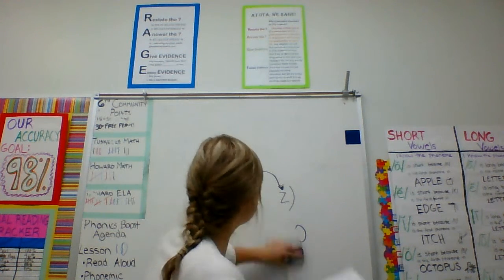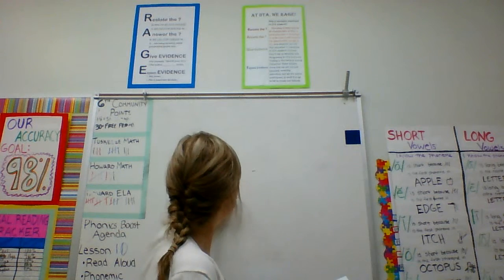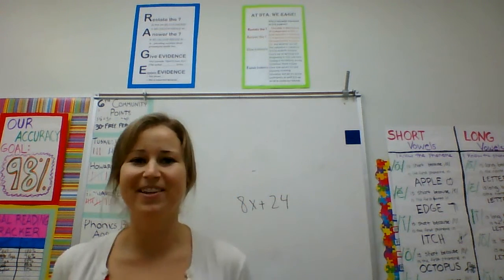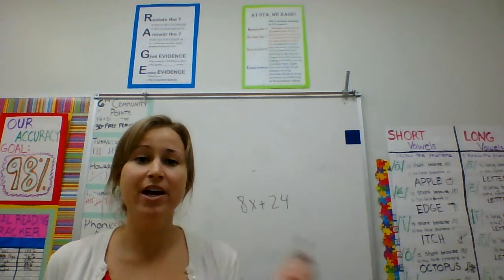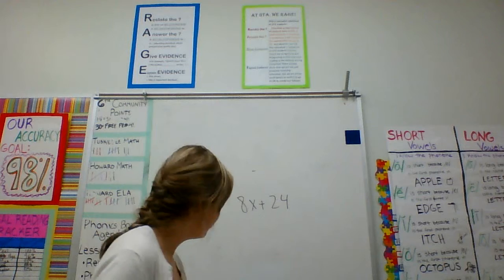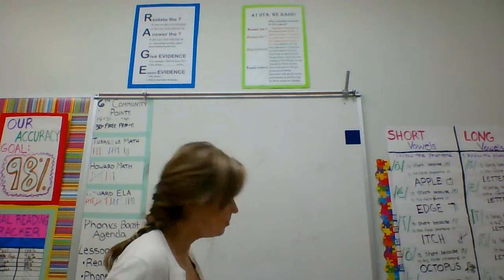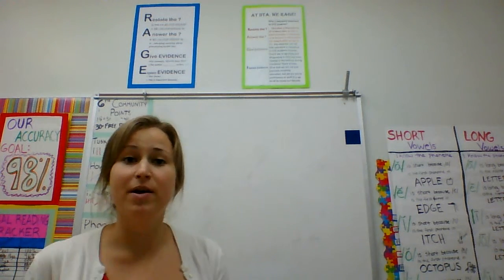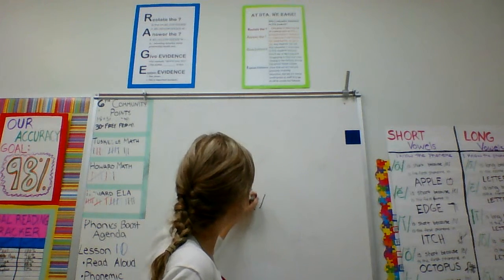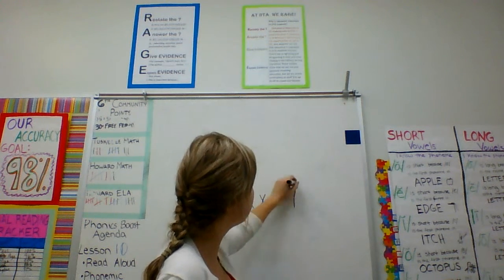Cool. So for the U-try problem, you should have gotten 8x plus 24 as your final answer. If you got that, give yourself a check. If not, just make sure you found your mistake and fix it. Now, the last example we're going to do together before you do the independent practice on your own is number 3. 2 parentheses x minus 7.